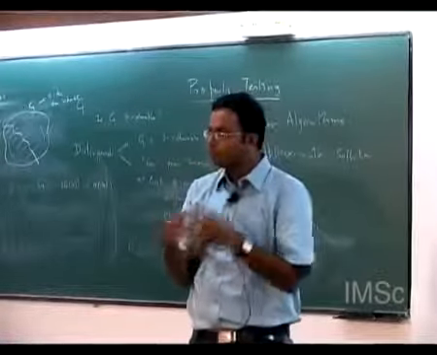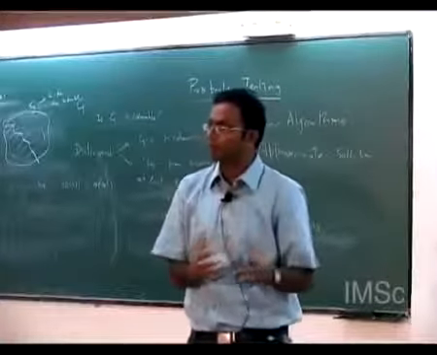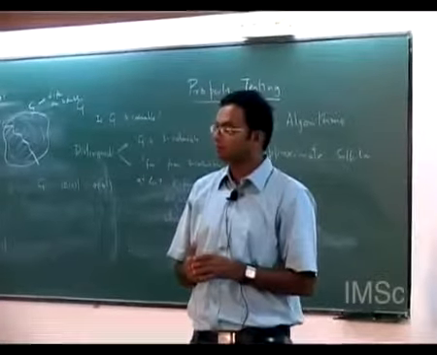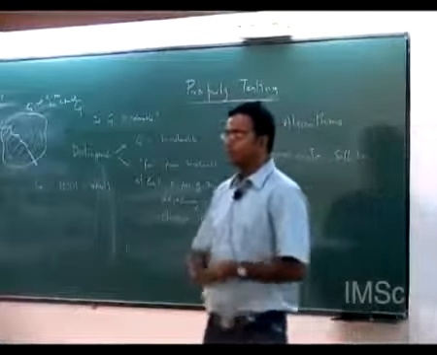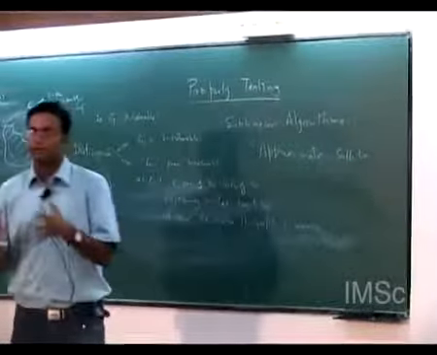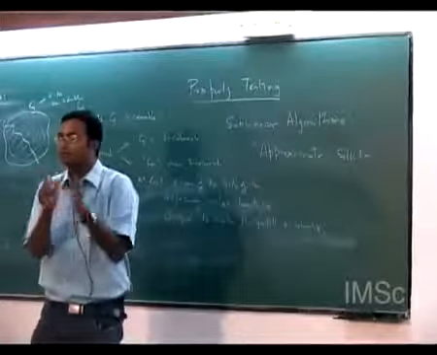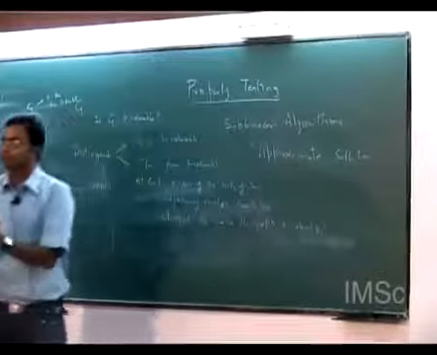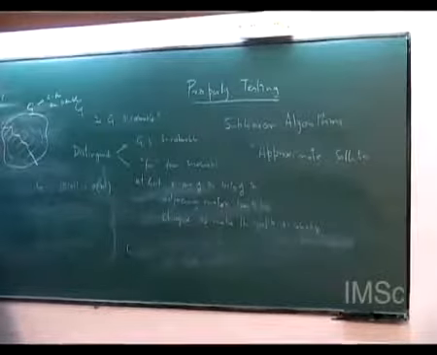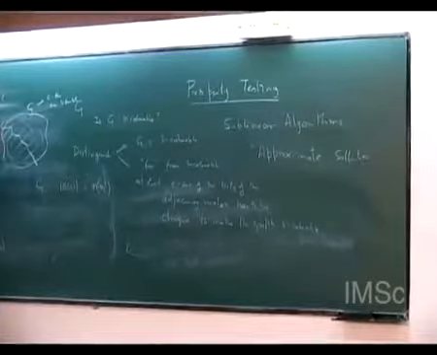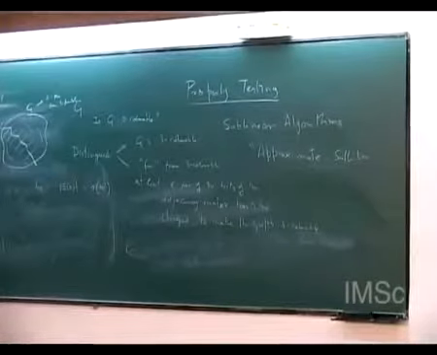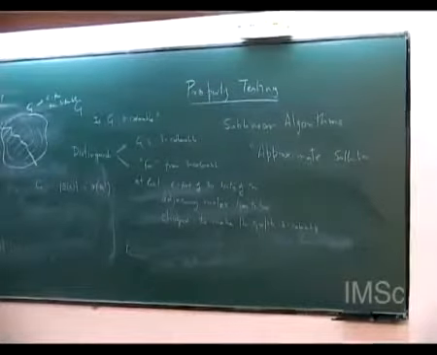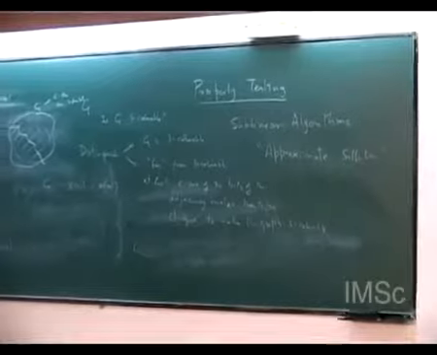Or in other words, I am looking for a certificate of non-bipartiteness. Any odd cycle will do, a short odd cycle will be the best option. If you can show me an odd cycle, that's a certificate of non-bipartiteness, correct? So your best hope is to catch an odd cycle. That's one way of doing it.